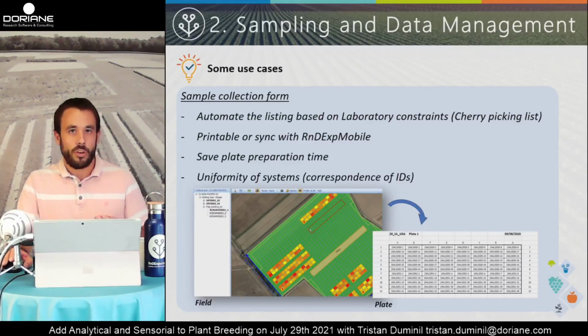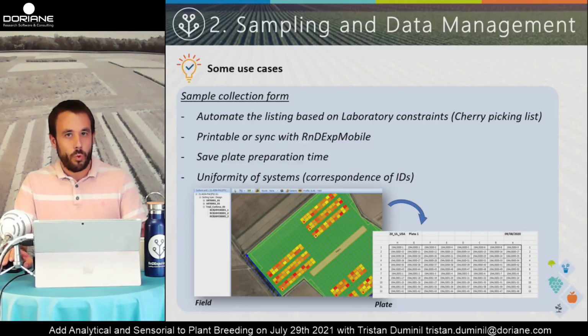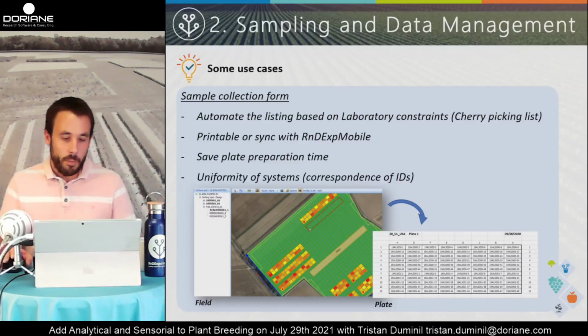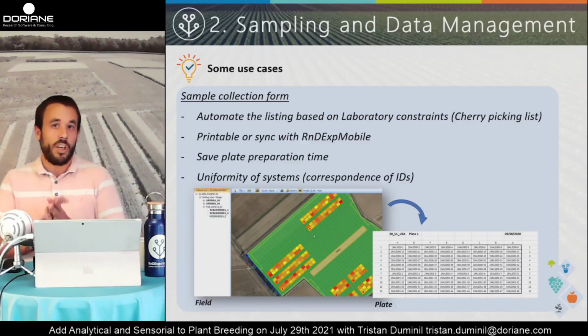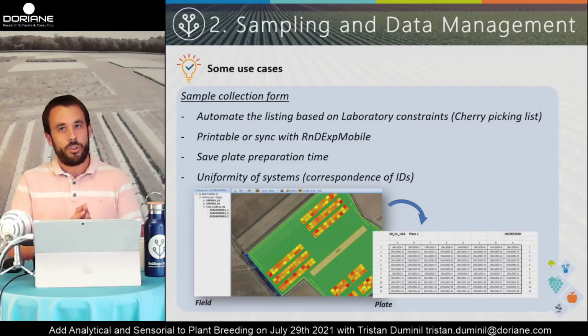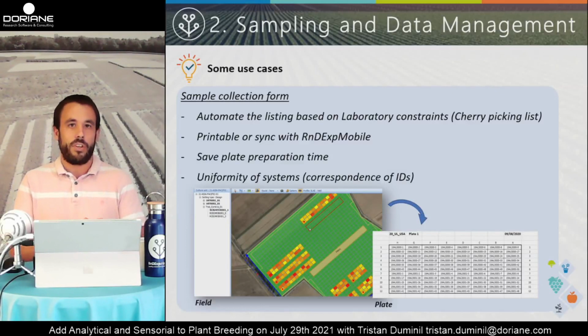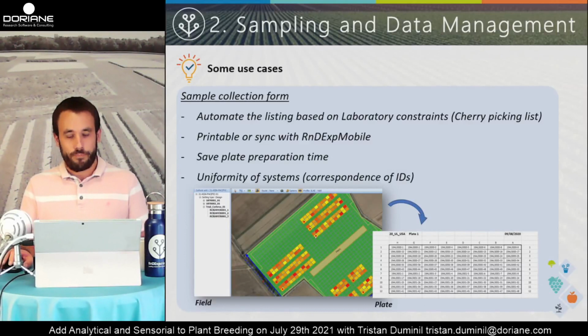And within the software solution provided by Dorian, the breeders had a map to help them to order the samples, and then they can print this map, or they can synchronize also on tablets. The uniformity of the systems between lab and field enables to guarantee the integrity of IDs and results. And people in charge of lab analysis with this organization saved precious time and of course reduced their risk of mistakes running their analysis.